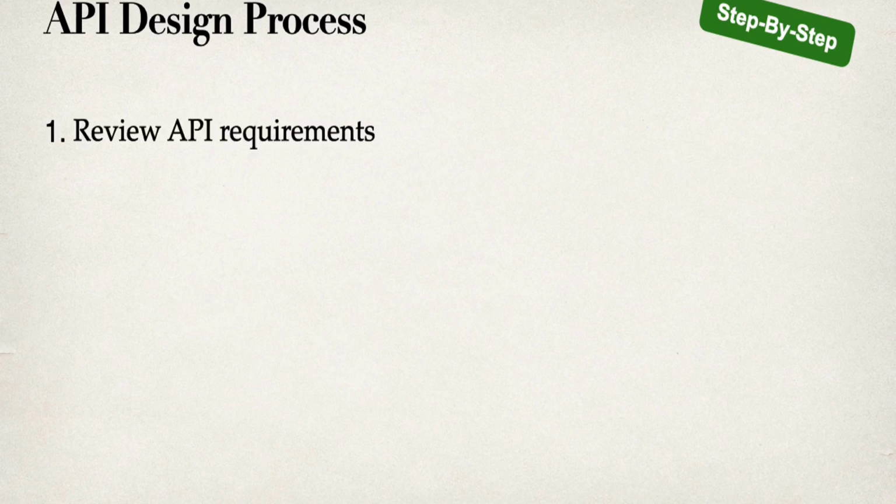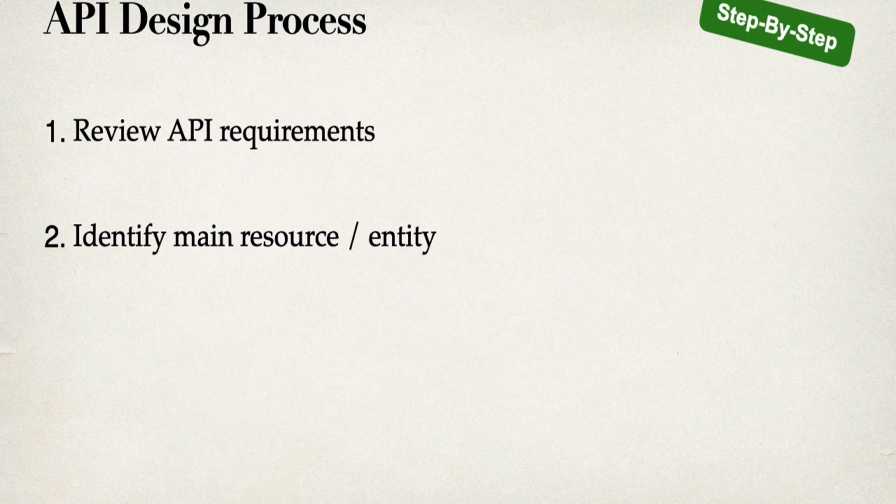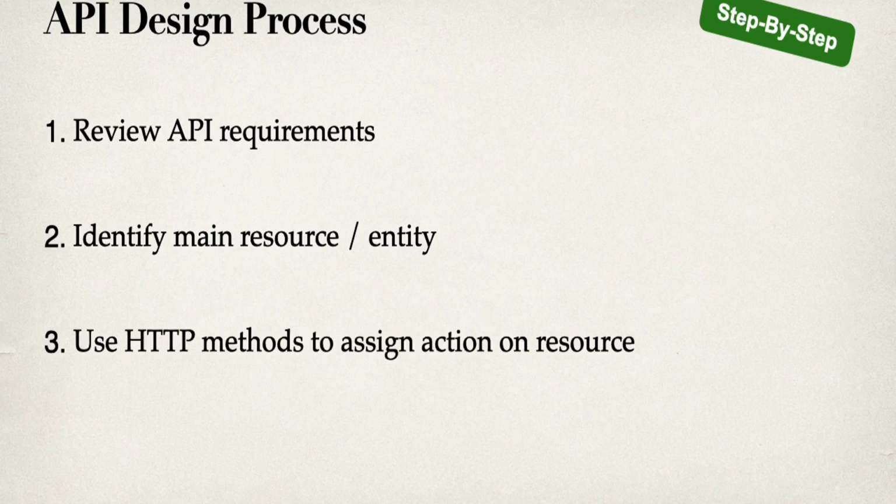All right, let's go ahead and look at the API design process. The first step is reviewing the API requirements. Then we'll go through and identify the main resource or entity, and then from there we'll use the HTTP methods to assign the action on a given resource.